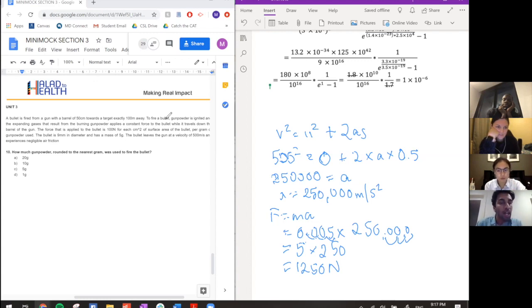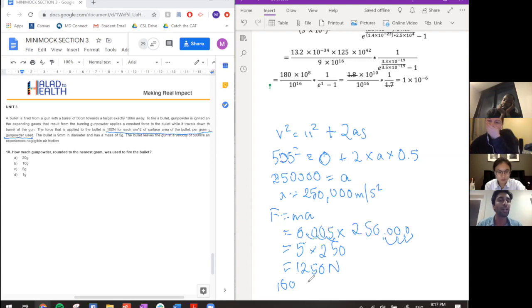And I noticed that here, the force that is applied to the bullet is 100 newtons for each centimeter squared of surface area of the bullet per gram of gunpowder used. So with that in mind, if the amount of force is 100 per surface area of bullet per gram, I need to figure out the surface area in this case, because that's not provided to me. So in order to figure out the surface area, I need to again look at the question stem and identify what information is available to me.